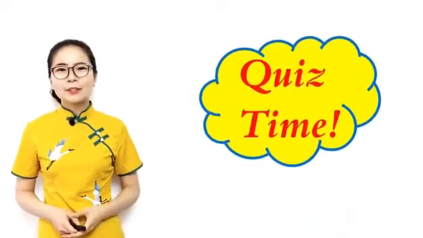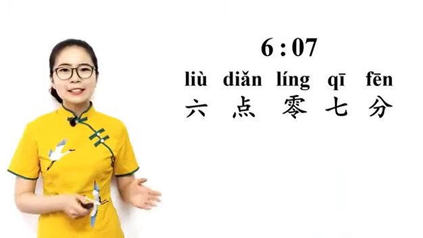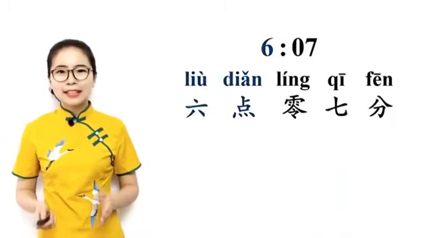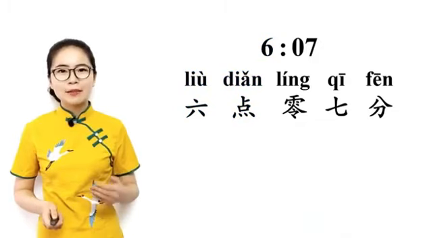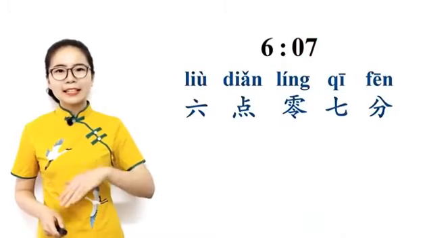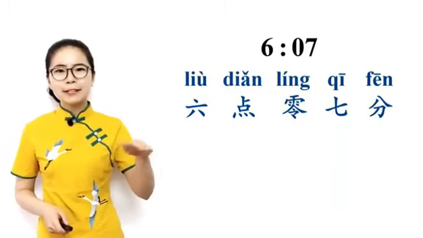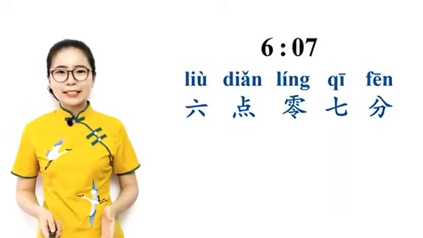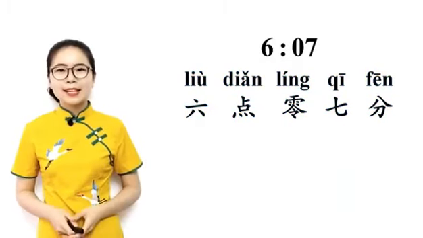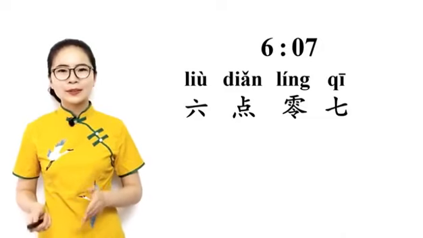Okay, now let's have a quiz. How do you say 6:07? Correct. 6:07 is 6点07分. It's the hour part 6点, 6 o'clock, followed by the minute part 07分, 07. 6点07分, 6:07. Since the minute part here is not 10, you can omit 分 and just say 6点07.